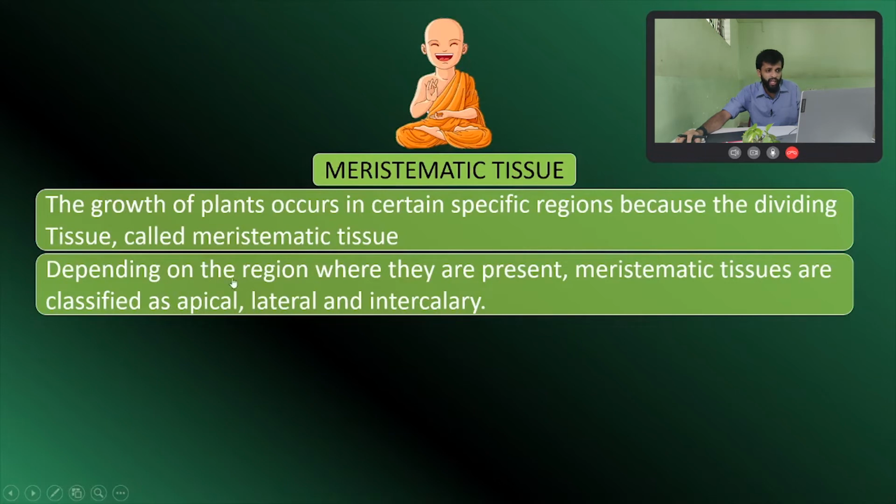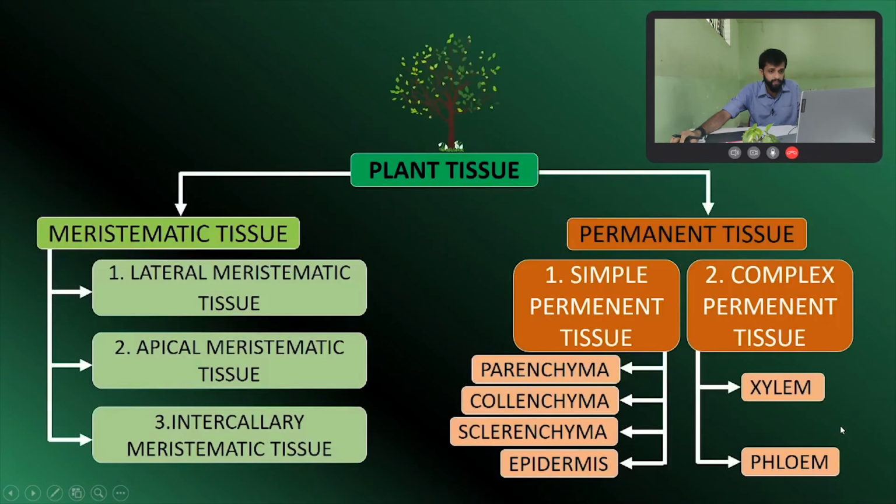Second, depending on the regions where they are present, meristematic tissues are classified as apical, lateral, and intercalary. So from plant tissue, we came to meristematic tissue, and under that we saw different headings. Now, of those three headings, how do we define which part is what? It is based on where exactly they are found. Based on the place where it is found, we classify them as apical, lateral, and intercalary. So let us see which are those places.